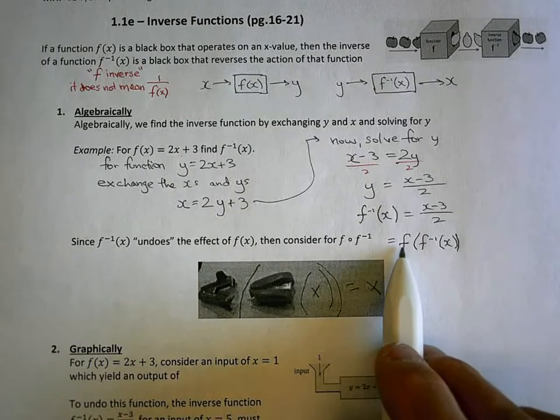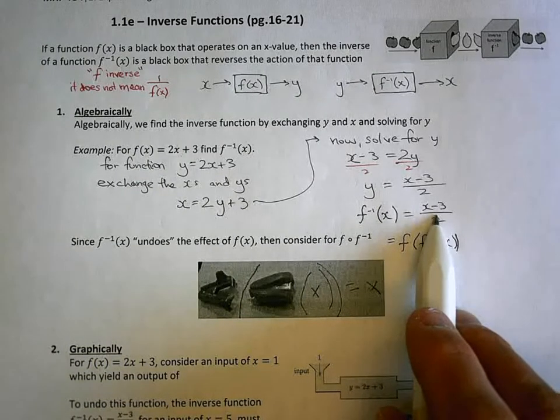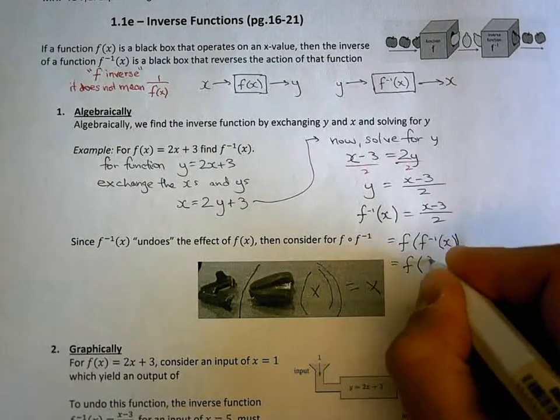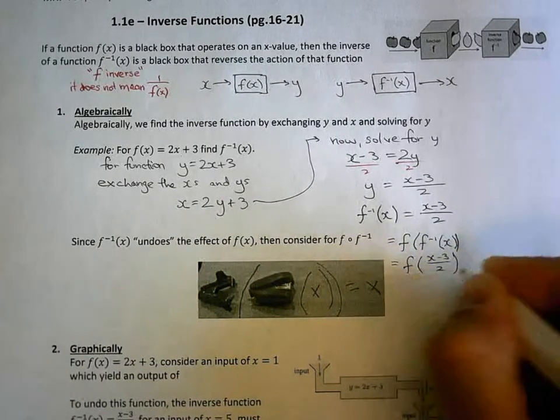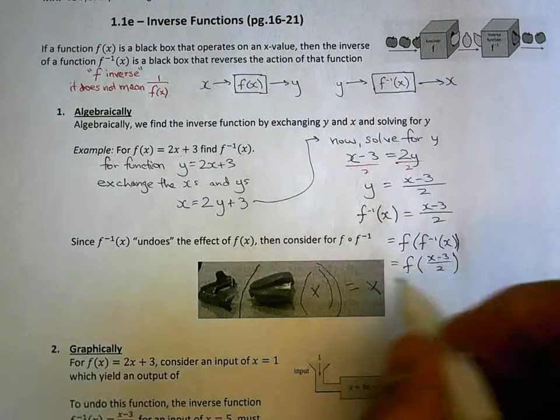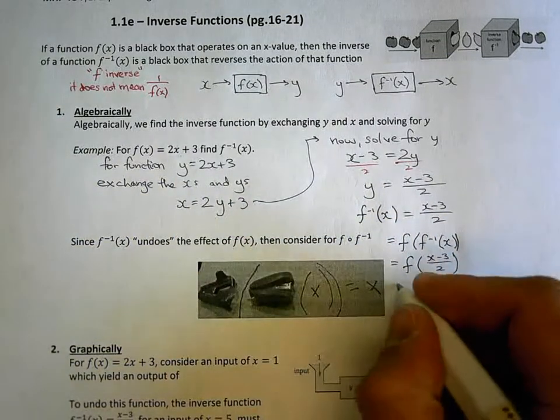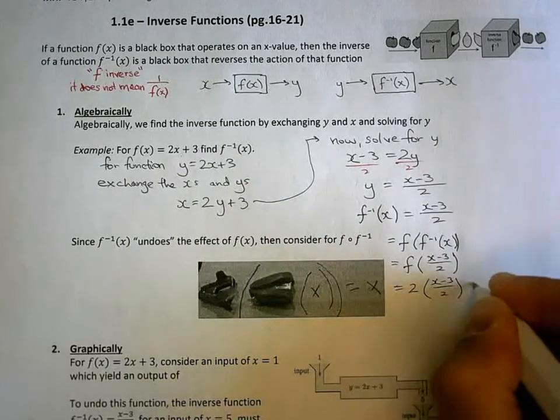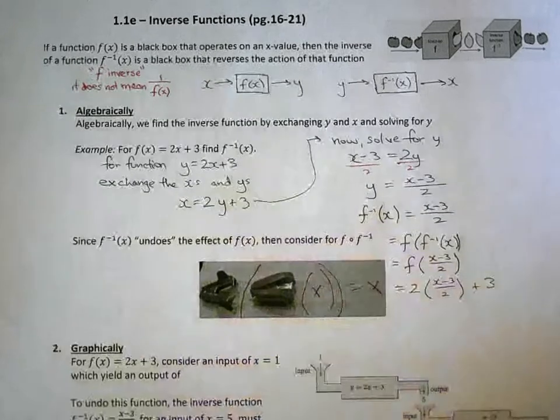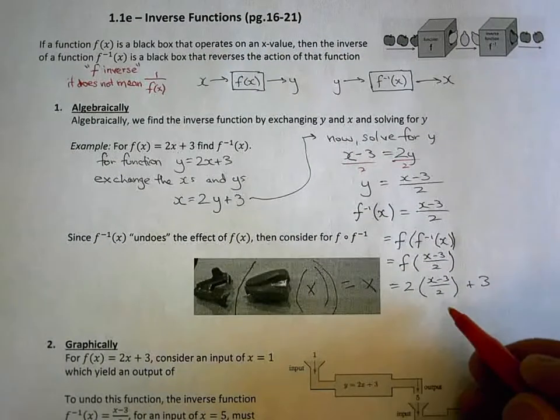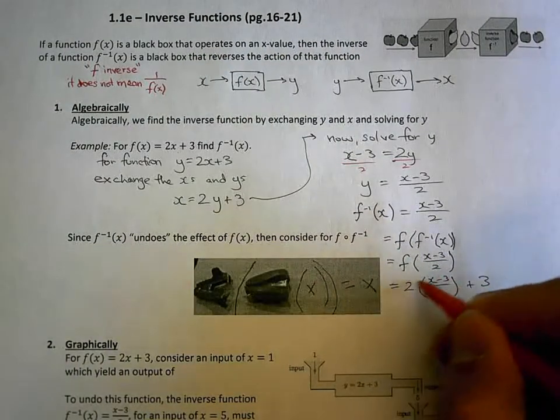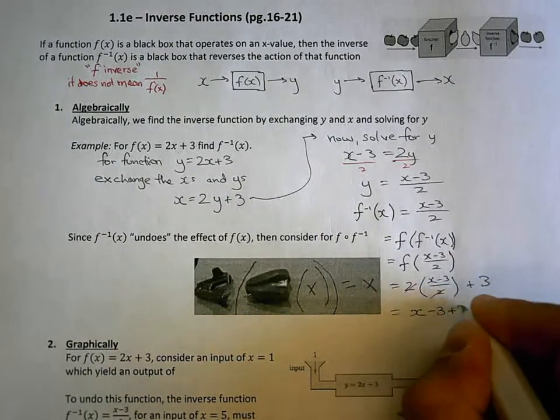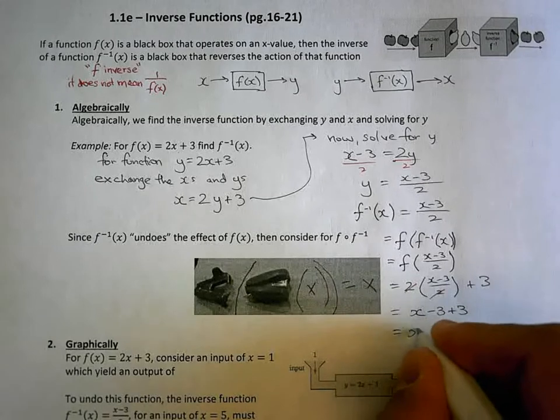So what happens if I sub the inverse into my original function? Essentially, what happens if I sub x minus 3 over 2 into 2x plus 3? So I'm going to replace all the x's with x minus 3 over 2 plus 3. If I'm multiplying here, the 2's cancel out, so I end up with x minus 3 plus 3, so that just gives me x.